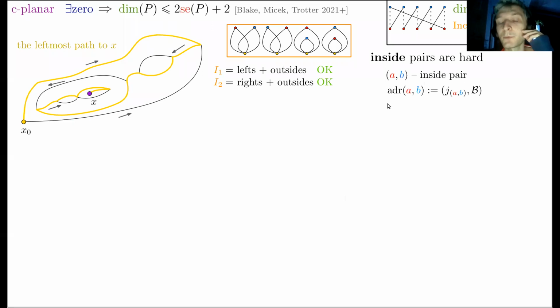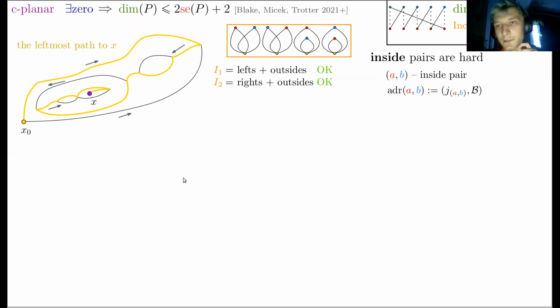Having an inside pair, we define an address, and I will tell you in a moment what this J and B are. But first of all, note that there is a natural notion of depth of X. Here I return 1, so I go to depth 1, then I return again, I go to depth 2, and I return again, I go to depth 3. So each time I say something about depth, I mean this notion of depth.